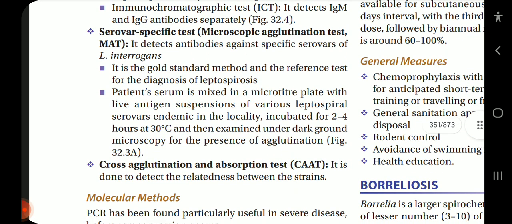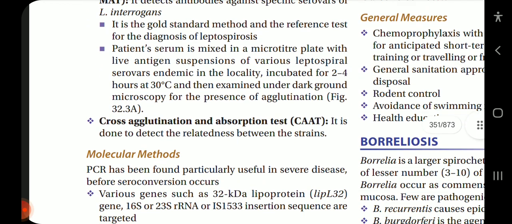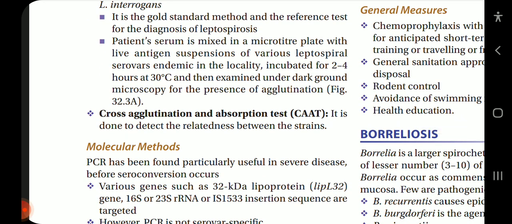Serovar specific test, microscopic agglutination test, MAT. It detects antibodies against specific serovars of Leptospira interrogans. It is the gold standard method for the reference test and for the diagnosis of leptospirosis. Patient serum is mixed in a microtitre plate with live antigen suspensions of various leptospiral serovars endemic in the locality. Incubated for 2 to 4 hours at 30 degrees Celsius and then examined under dark ground microscopy for the presence of agglutination, as we see in the figure.